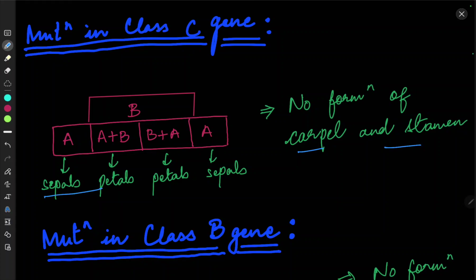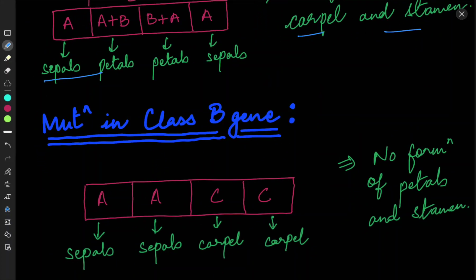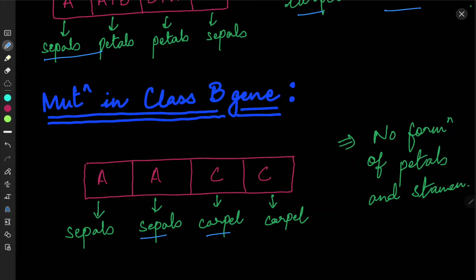Lastly, if the gene B is mutated, there will be formation of sepals instead of petals in the second whorl, and carpels instead of stamen in the third whorl. No formation of petals and stamen occurs in the case of mutation in the class B gene.